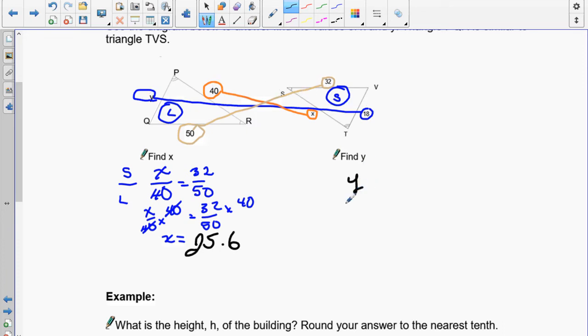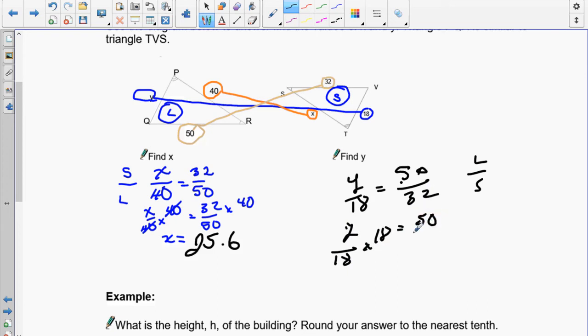So y over 18. And again, we have to use the numbers that we know, which is 32 over 50. Now remember, y is in the large now, so it's going to be 50 over 32. Right? Because we're putting the large over small now. Okay. So having done that, we're looking at y over 18. Multiply that by 18, and that's equal to 50 over 32 times 18.